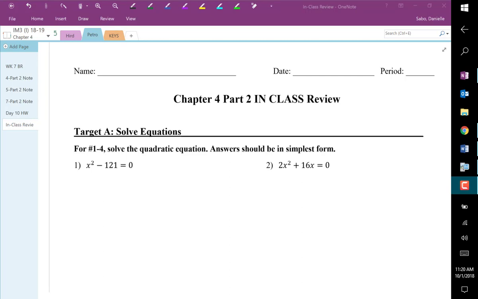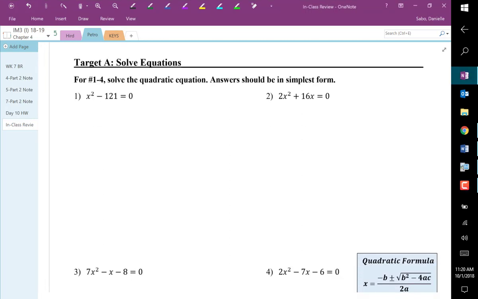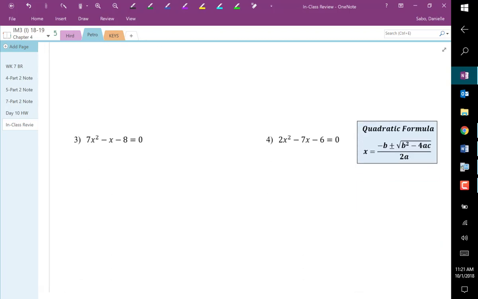First part of your test, target A is solving equations. So when we solve equations, there's a couple ways we can do it. We can solve it by factoring, which is going to be number 3 and number 2. Number 1 is going to be solving by taking the square root. And then number 4, yes, the quadratic formula will be on there. However, they're the easier ones where you don't really have to do anything but plug it in.